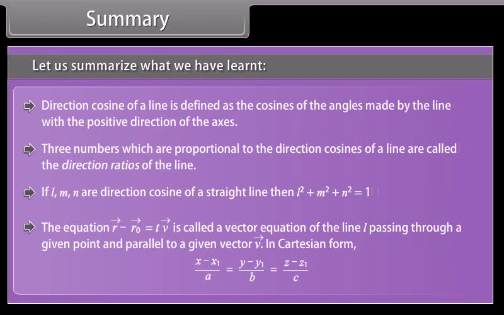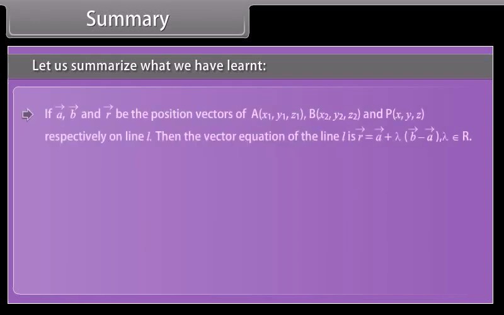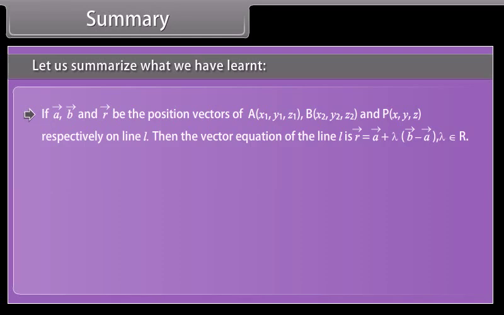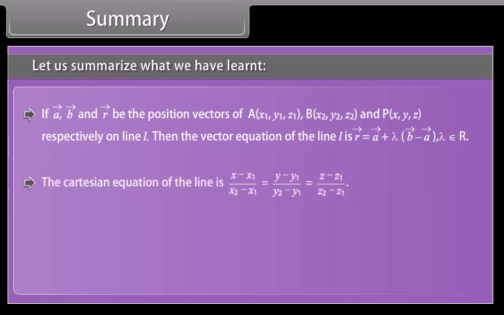In Cartesian form, if vectors A, B and R be the position vectors of A (x1, y1, z1), B (x2, y2, z2) and P (x, y, z) respectively on line L, then the vector equation of the line L is vector R equals vector A plus lambda times vector B minus vector A, lambda belongs to real numbers. The Cartesian equation of the line is x minus x1 by x2 minus x1 equals y minus y1 by y2 minus y1 equals z minus z1 by z2 minus z1.